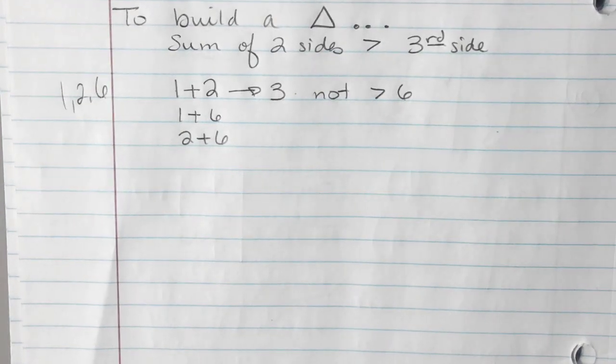As soon as any two sides aren't bigger than the other side, it's a no-go. I don't even have to keep going. It's not going to work. Flat out, not a triangle.